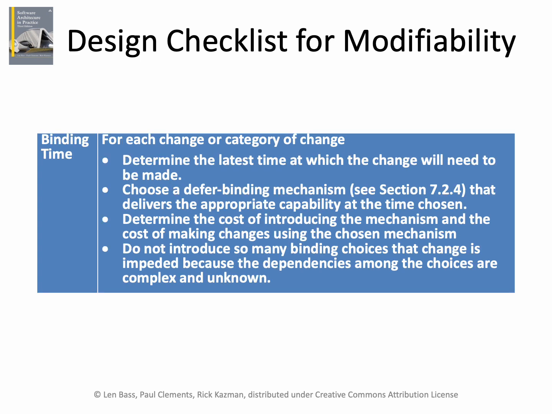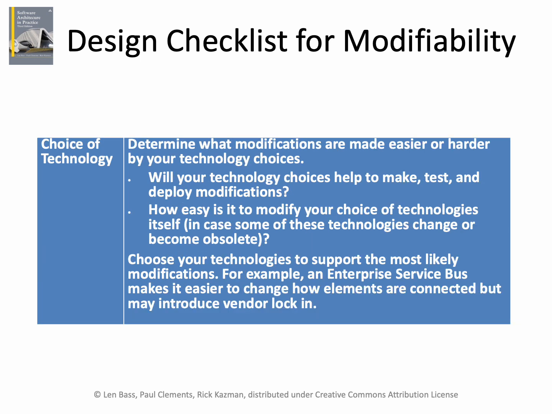Binding time for each change or category of change. Determine the latest time at which the change will need to be made. Choose a deferred binding mechanism, as mentioned earlier, that delivers the appropriate capability at the time chosen. Determine the cost of introducing the mechanism and the cost of making changes using the chosen mechanism. Do not introduce so many binding choices that change is impeded because the dependencies among the choices are complex and unknown. Choice of technology: determine whether modifications are made easier or harder. So I suggest you look into this at your convenience.